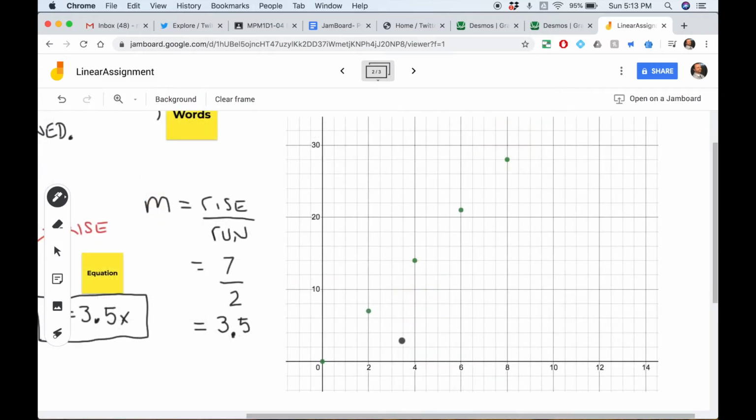So here you can see I've created my graph. I've done some dots to make like a scatter plot. That represents each 2 loads of laundry going up by 7. That represents each load of laundry cleaning 7 towels. And I can connect that with a nice straight line.